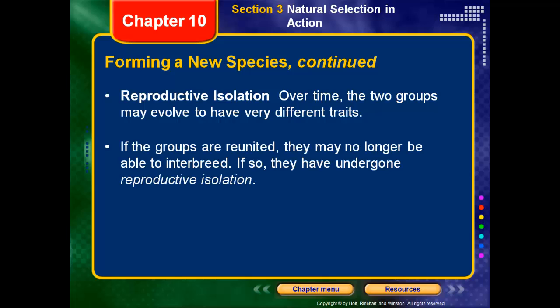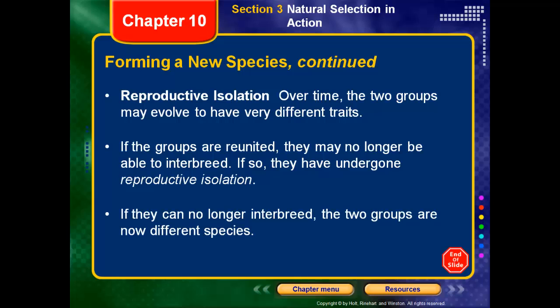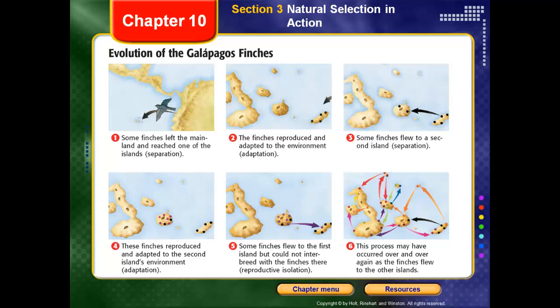And so at this point, if they are reunited, they may no longer be able to interbreed if enough time has passed and their DNA has changed enough. If they can't interbreed, then we say they're different species. So that is a definition of a species: a group of organisms that can interbreed. So if they can't interbreed, then they're now different species.